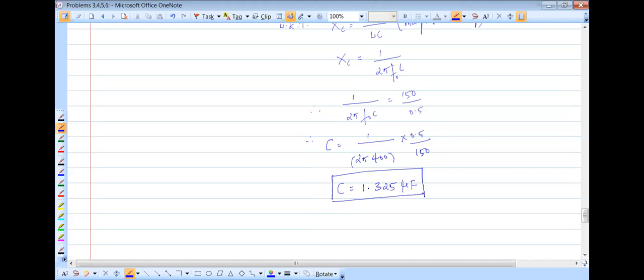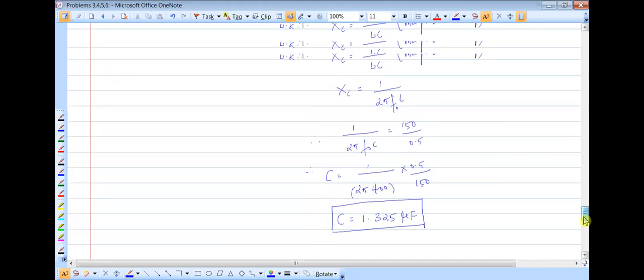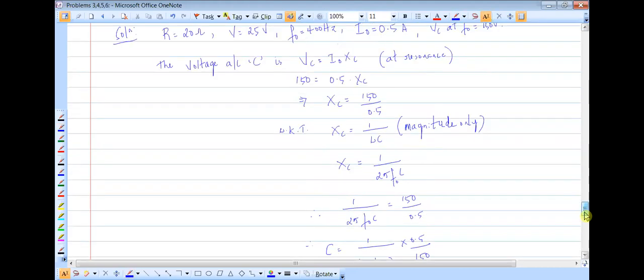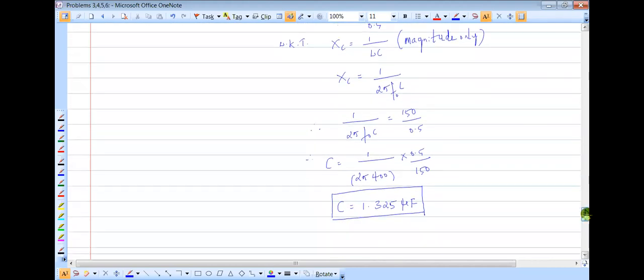Is everybody okay with this? What is this XC going to be? What is this 150 by 0.5 actually? 300. Yeah, that XC actually happens to be 300. Where can I write that? Okay, it's here. Yeah, this XC happens to be 300 ohms. 150 by 0.5. Fine. And with that, we get our C to be this.